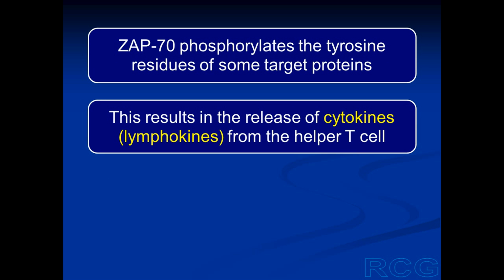And this active ZAP70 phosphorylates the tyrosine residues of some target proteins which are present in the cytoplasm of the helper T cell. And this results in the release of certain proteins from the helper T cells. And these proteins are known as cytokines. Or since they are released from lymphocytes, they are also known as lymphokines. So a number of cytokines or lymphokines are released from the helper T cell.